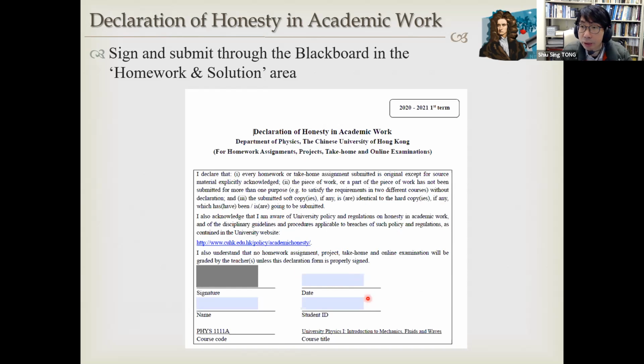I want you to submit this before this Friday. Everybody has to submit it. If you don't agree to this academic honesty statement, the TA will not grade your homework, and we will not grade your midterm or final exam. This is the agreement between you and me, saying that you will be honest in the course.